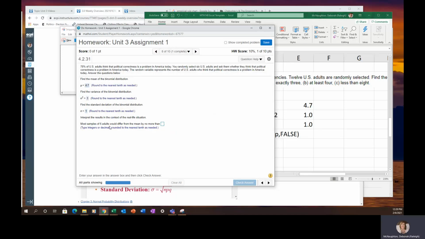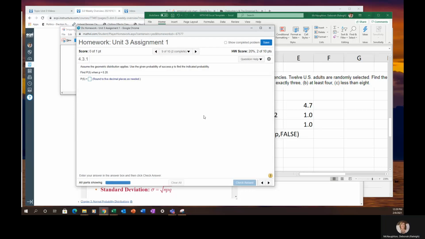All right, and then most samples would differ from the mean. So remember, typically we would be within 1 standard deviation from the mean. So we would differ from the mean by no more than 1. All right, so that's the end of section 4.2, and you can now complete numbers 6 through 8.